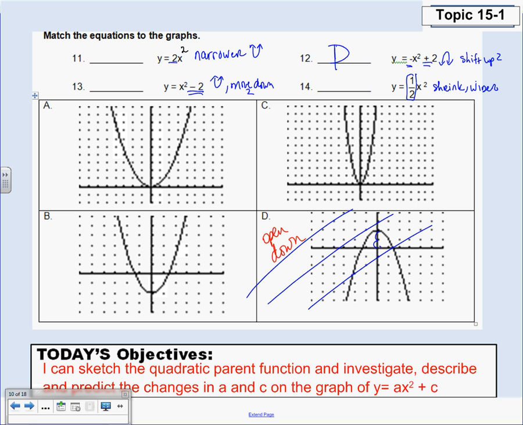Once I have it, cross it out. Let's go to number 11. I'm looking for something that's narrow, but it does go through the origin. I have 2 of them that go through the origin, A and C. C is the narrower one, so C goes with 11. 13, it's opened up, but it's moved down 2, so we see yes on B. It did shift down 2, so 13 is B. And 14 says it should be wider, but it's at the origin, and the only one that's left is A. You will see it definitely is wider than C. It's still at the origin, and so A is our answer.